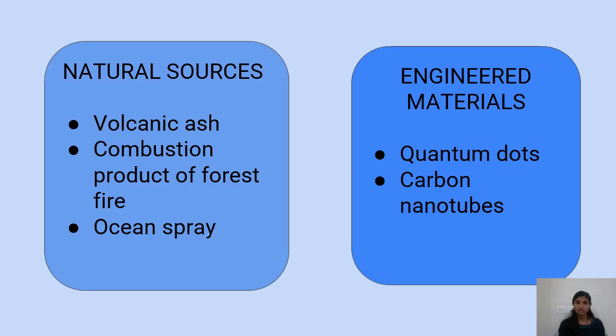In nature, volcanic ash, combustion products of forest fires, ocean spray, etc. are the natural sources of nanomaterials, or we can say they are the natural examples of nanomaterials we can observe. Other than that, the human-made nanomaterials include quantum dots and carbon nanotubes.